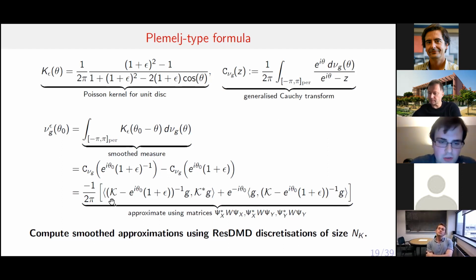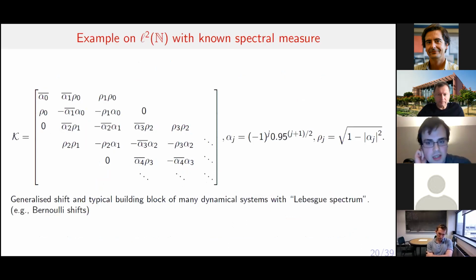So the idea is to approximate these inverses, which just consists of solving linear systems, by using the ResDMD matrices for a truncation size nk. If you forget everything from this slide, that's the main idea. Okay, so we have these smoothed measures that we're approximating with a given truncation size nk. Right, so let's look at a quick example of that.